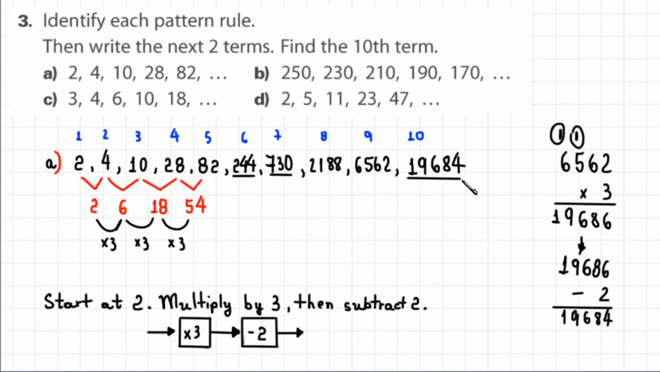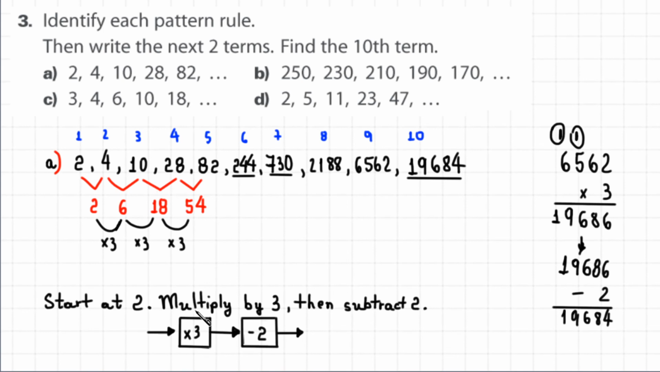Okay, we were supposed to identify the pattern rule, and it is: you start at 2, you multiply by 3, then subtract 2. How did we find this pattern rule? We took a look at the differences, and we noticed that from one to the next, you always multiply by 3. But when we multiplied 2 by 3, we found 6, but here we have 4. So from 6 to get 4, you subtract 2. So every time you multiply by 3, then subtract 2.